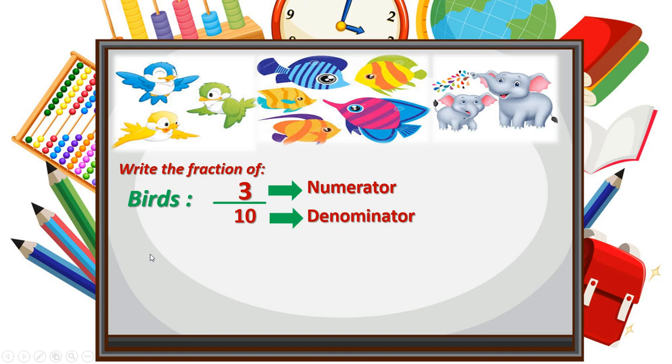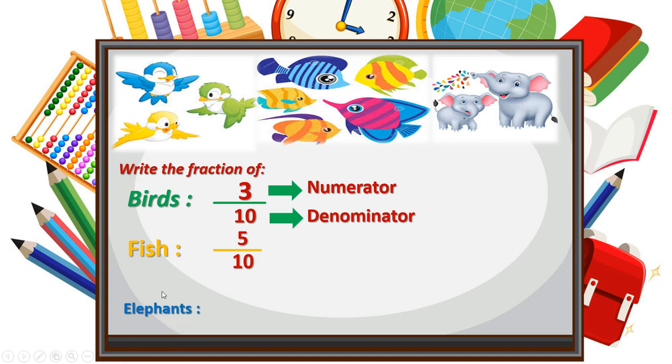If I ask you to write the fraction of fish, then the same. I draw the slash, I count the fish only, the part that I'm asked about. 1, 2, 3, 4, 5. 5 out of denominator is equal to 10 because the total number of the parts is 10.